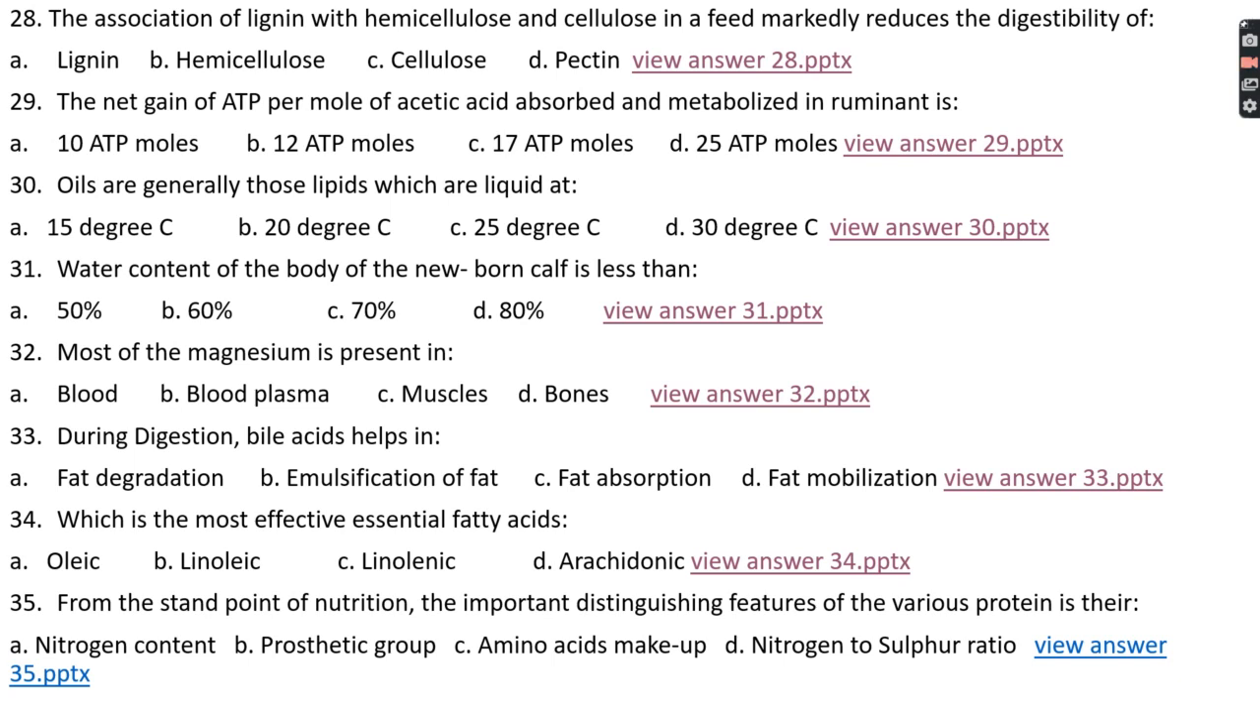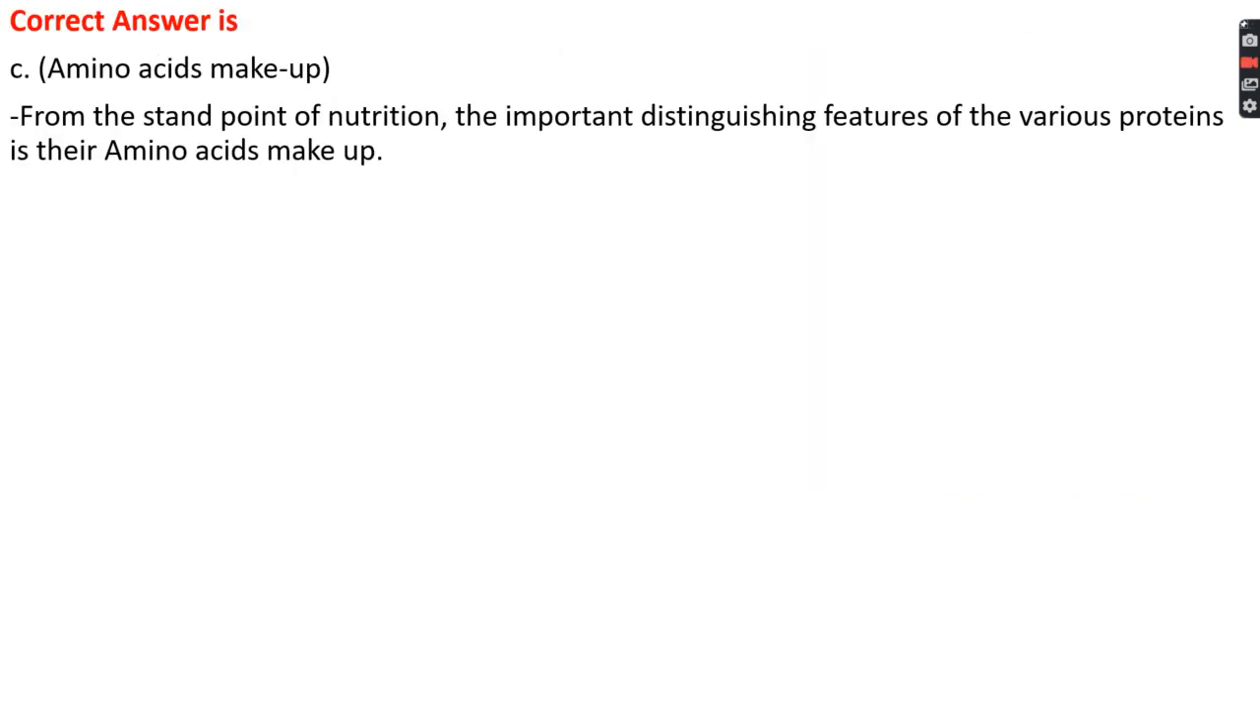Question number 35. From the standpoint of nutrition, the important distinguishing features of various proteins are their option A, nitrogen content; option B, prosthetic groups; option C, amino acid makeup; option D, nitrogen to sulfur ratio. The right answer is their amino acid makeup. From the standpoint of nutrition, the important distinguishing feature of various proteins is their amino acid makeup. One protein's amino acid makeup differs from another protein's amino acid makeup.